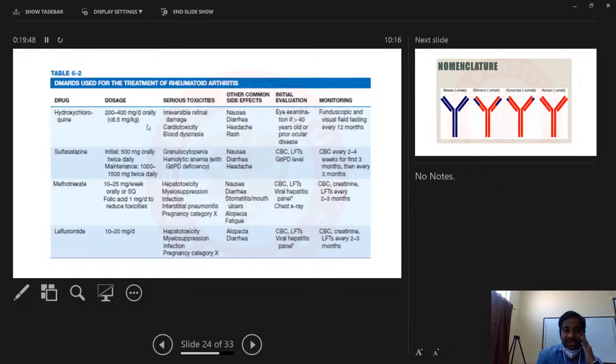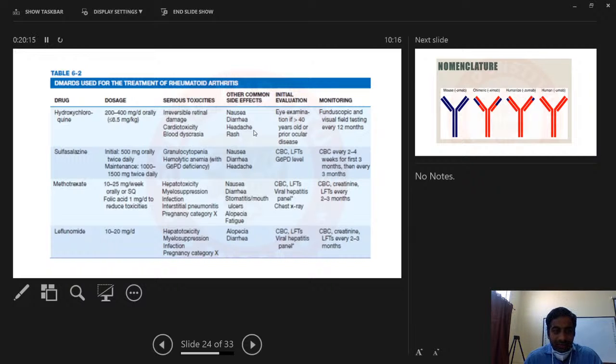Toxicities: HCQ is hepatotoxic, cardiotoxic, and retinal damage can be seen, also blood cytopenia. Nausea, diarrhea, and headache can also be seen. Before starting HCQ, you have to make sure there is no retinal damage, and fundoscopy should be done every 12 months.